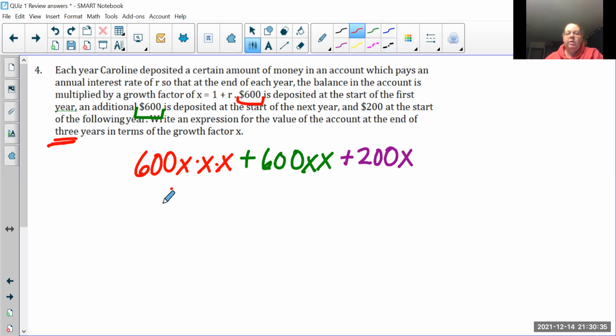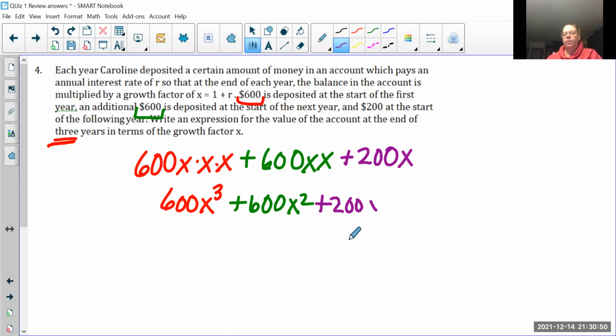So when I rewrite this, this is going to be 600 X to the third because this was there for 3 years, plus 600 X squared because this was only there for 2 years, and then plus 200 X because this was only there for that last year. That would be our equation.